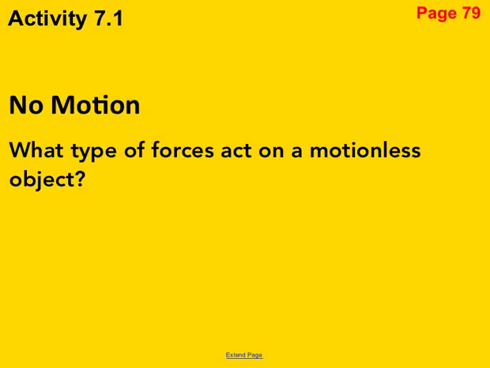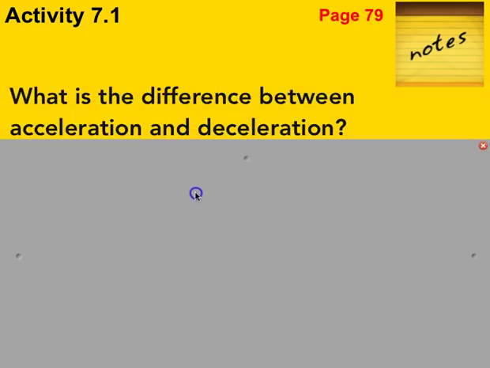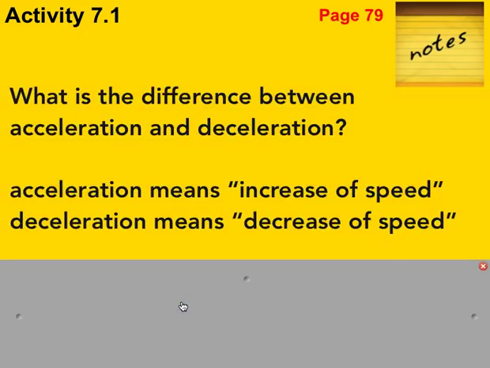Now, no motion. What type of forces act on a motionless object? We just talked about that. They have to be balanced forces. So pull out the sheet that you were working on yesterday, or part 1 you might have been doing earlier today. Pull out the data table from part 1. At the bottom, they want you to talk about acceleration and deceleration. So what is the difference between acceleration and deceleration?